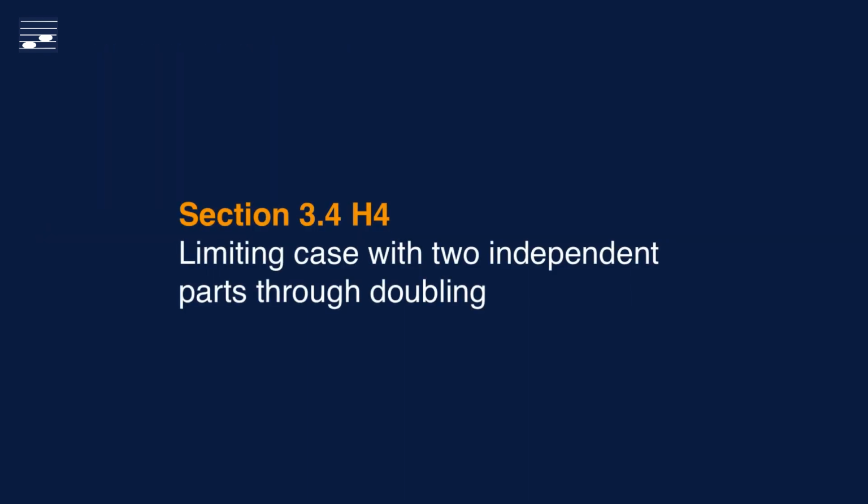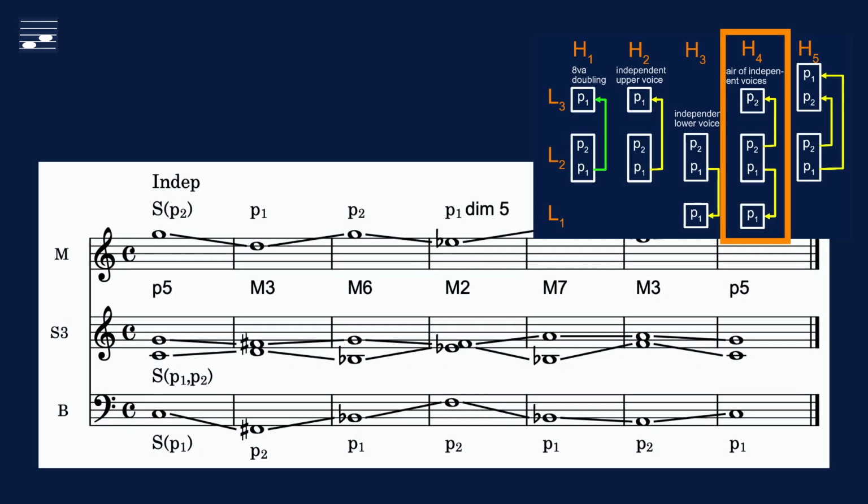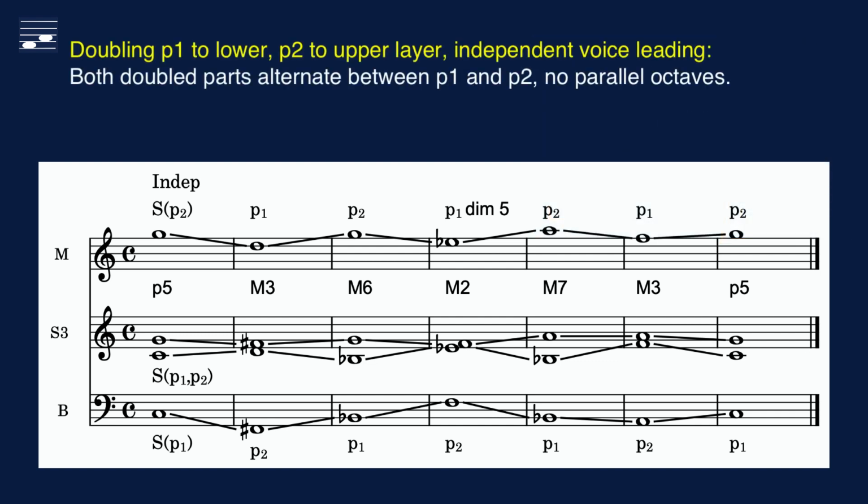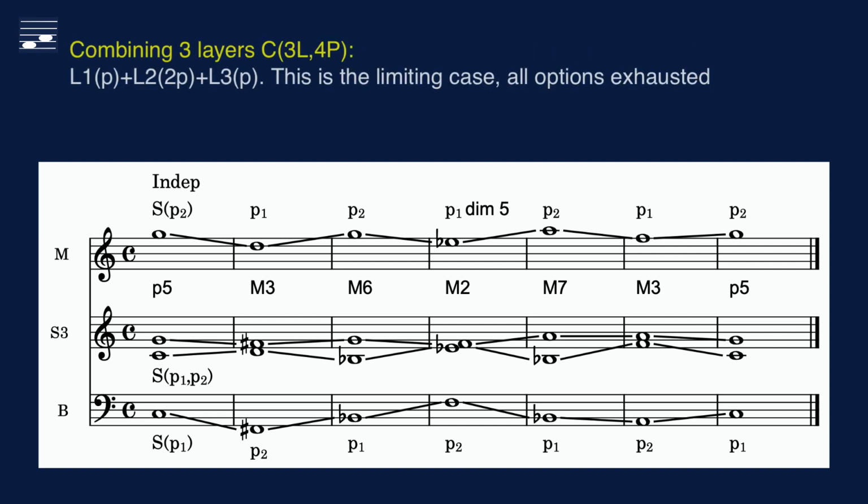The obvious next thing is to combine the two newly created parts with the original layer, shown in the diagram as a 3-layer strata harmony setting. Both outer parts alternate between notes from the middle layer and can be labeled as independent, since there are no parallel octaves. In fact, this is the limiting case, since all options for an initial 2-part layer have been exhausted. Listen to the 4-part combination.